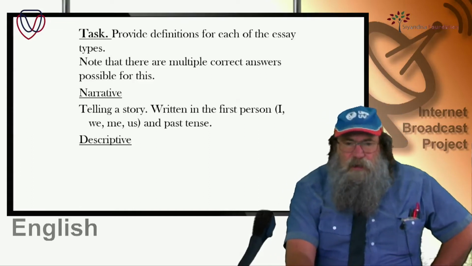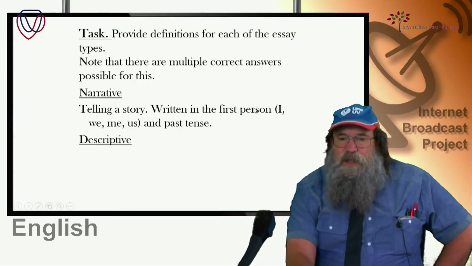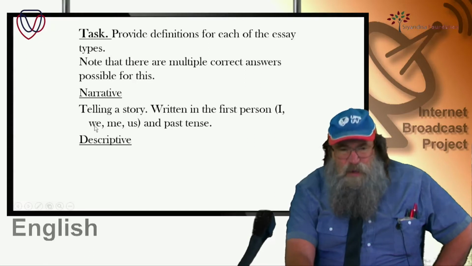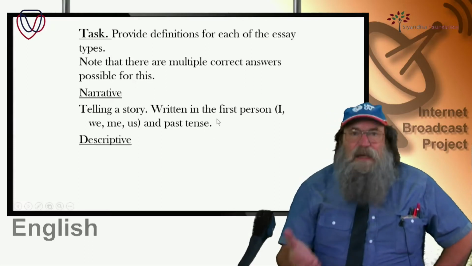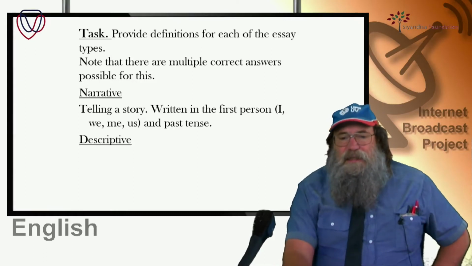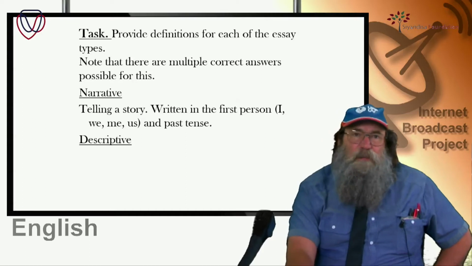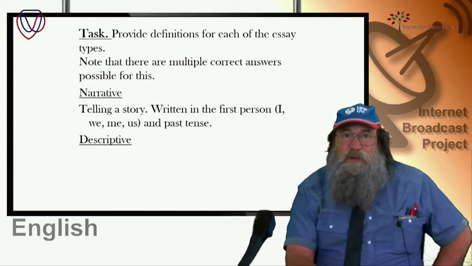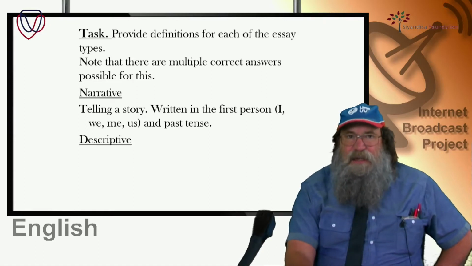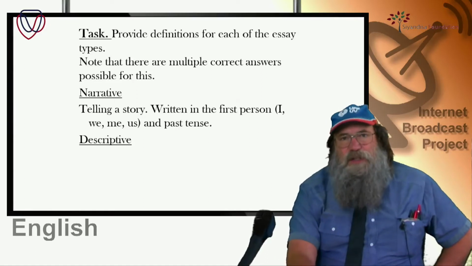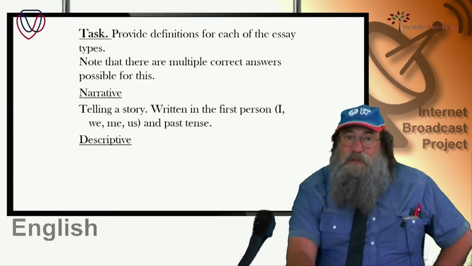Okay, now let's move on. Oh, sorry, just before we move on, I've made a note here, written in the first person, that's I, we, me, us, and the past tense. That is your classic narrative essay. And I would advise you, if you choose a narrative type topic, stick to those principles. It's what you did and experienced, and it's in the past tense because it's already been done. Right? Now let's move on.